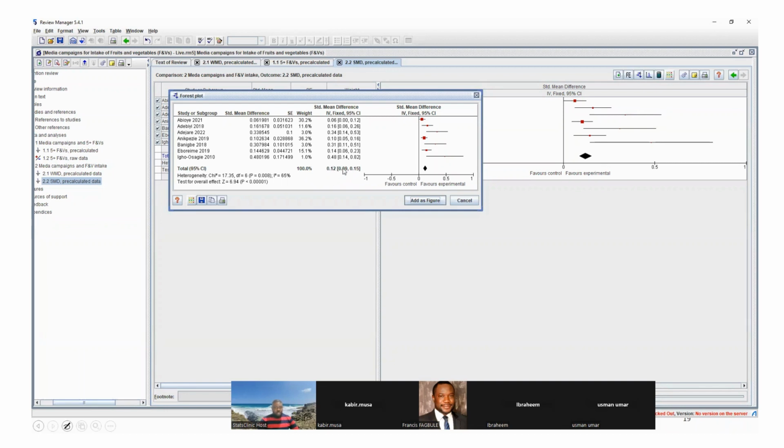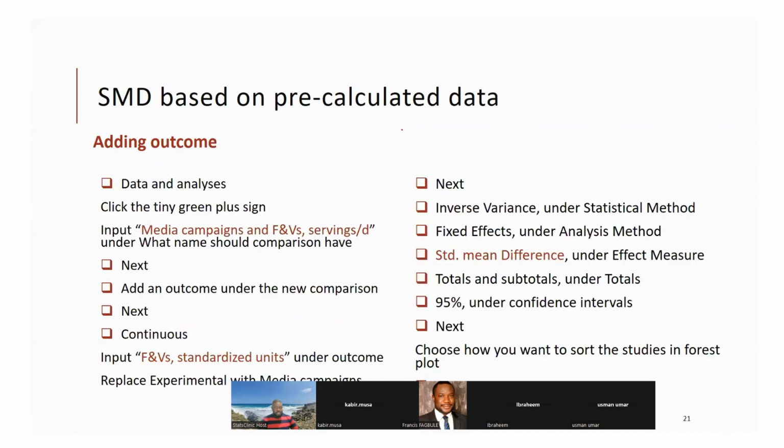And then earlier we obtained a pooled mean difference of 0.67. Now we have a pooled standardized mean difference of 0.12. Okay, and we can just show what that looks like. I can show what that looks like. I'm just correcting it very quickly in the presentation.